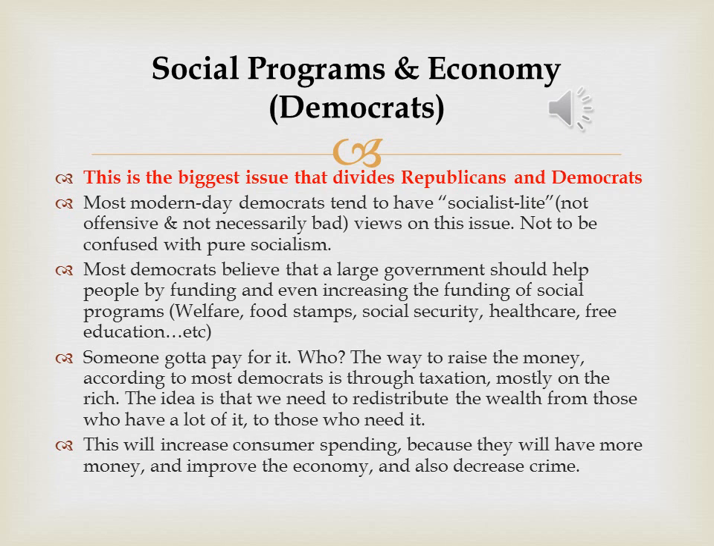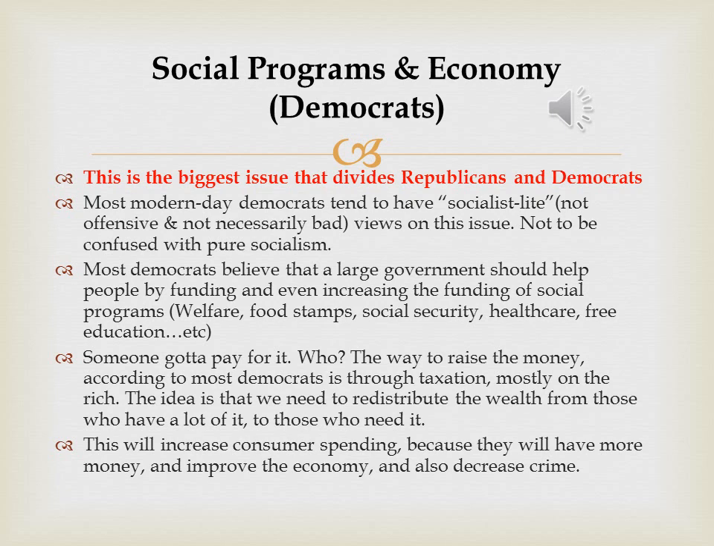So the idea is we're not just helping the poor just for the sake of helping the poor. This will also drive the economy because the poor are gonna have the money to spend. And it's also going to decrease crime. That's another issue. Many Democrats would argue that because poor people, people in the lower class, will have that money, they won't have to resort to criminal activities to gain that money. In order for them not to resort to that, they need to have that money with them, and these social programs will help them.